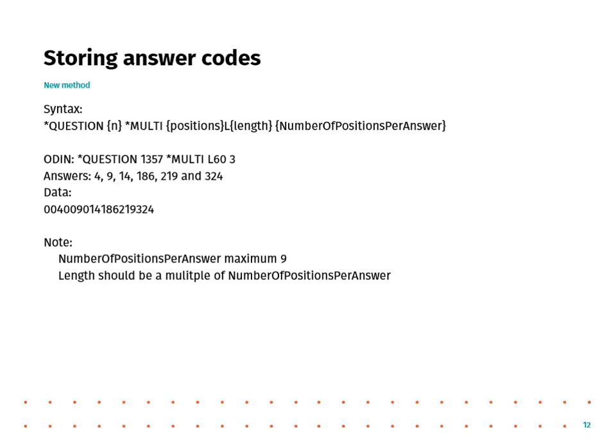The length should be a multiple of the number of positions per answer. If you don't, you will get a warning on this, and it will still store them, but it might be that answers will be truncated or will be misaligned in your data, and so it is always a good idea to use a multiple of your answers.